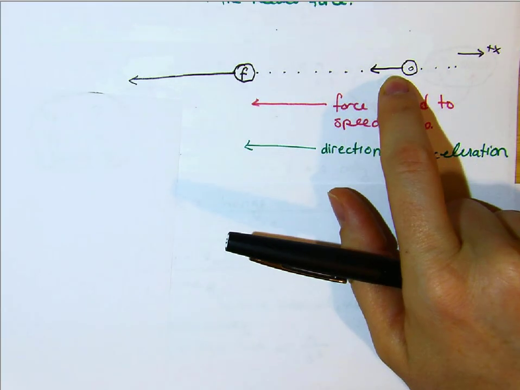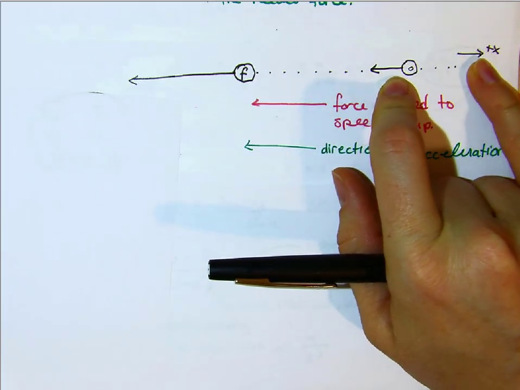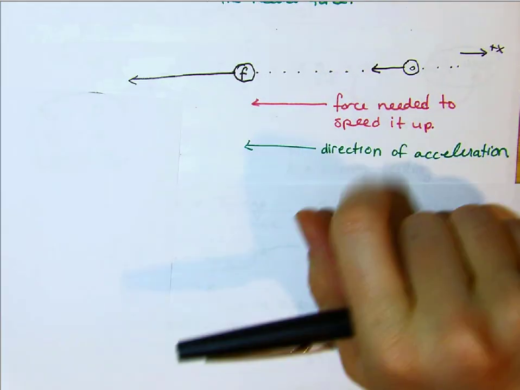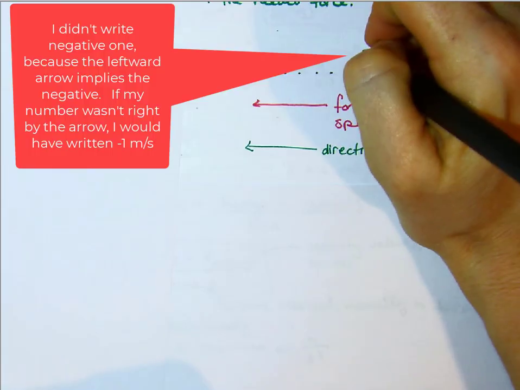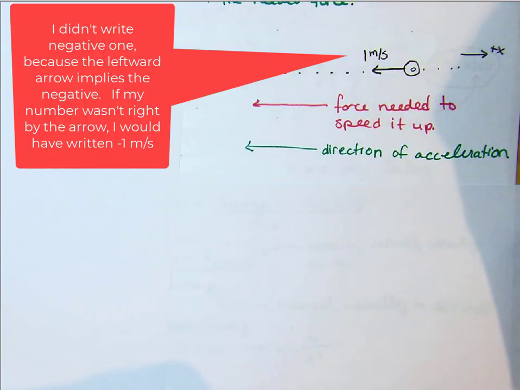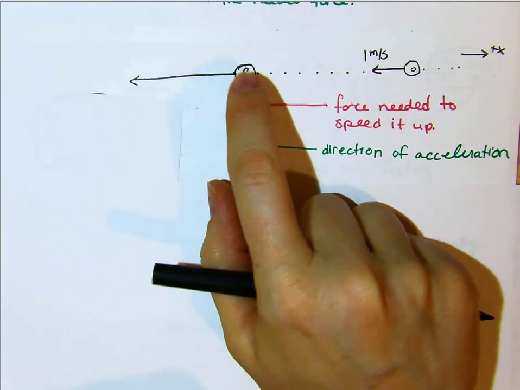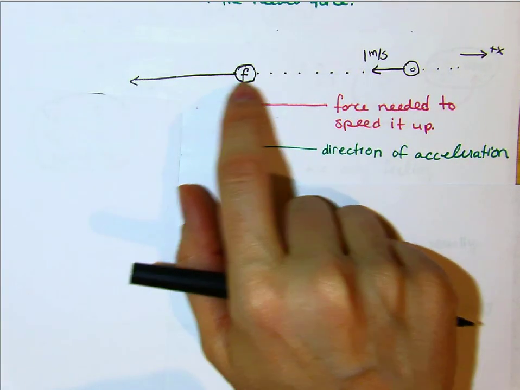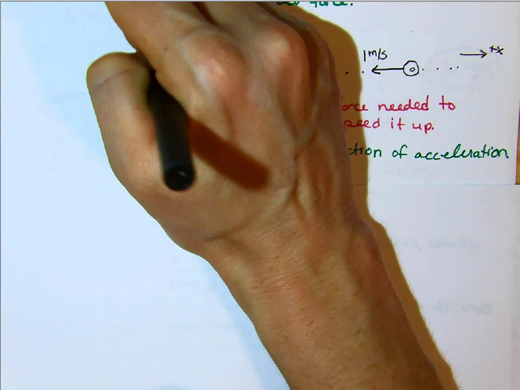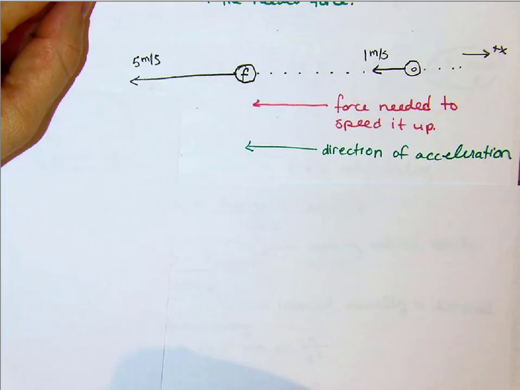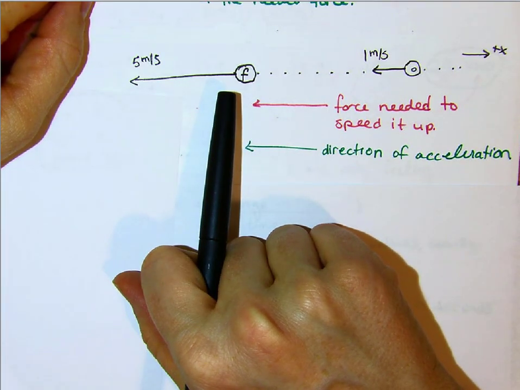So let's say originally my object was moving to the left, but I'm still going to say that my positive x direction is to the right. So it's going to start off with a negative velocity, let's say 1 meter per second. And then sometime later, it's over here at a final position, and it's moving left faster, let's say at 5 meters per second to the left. So in that case, it's going to speed up, and it's going to speed up to the left.